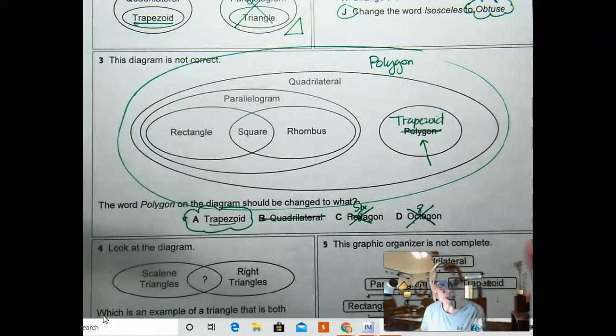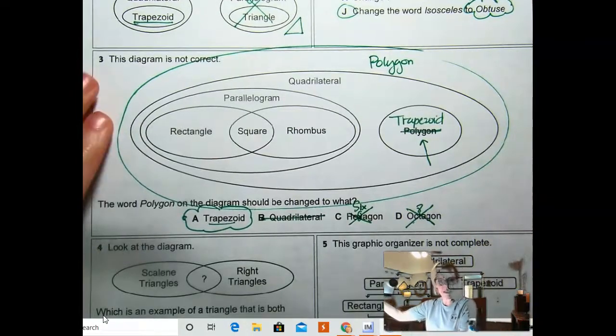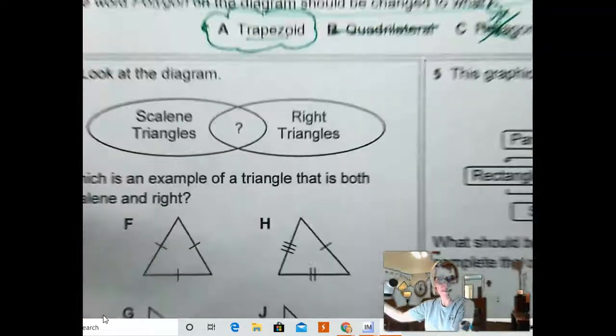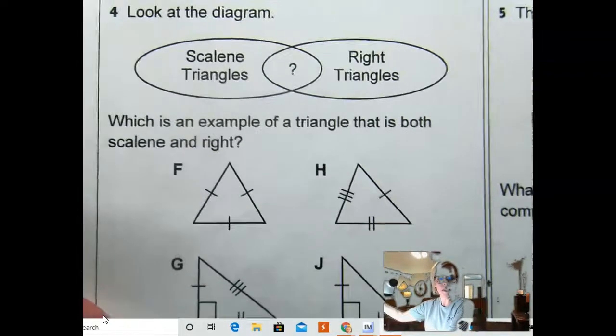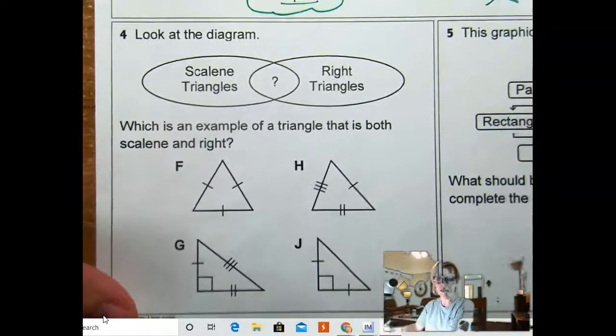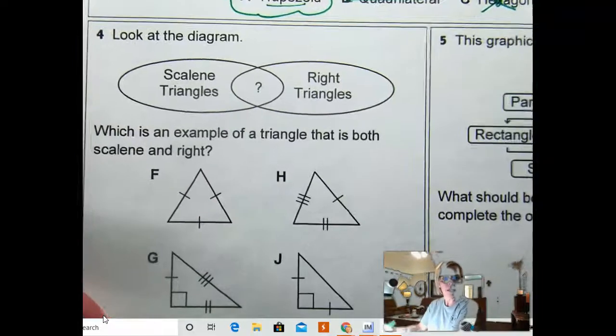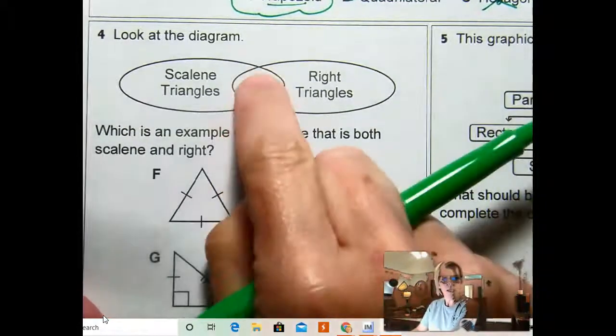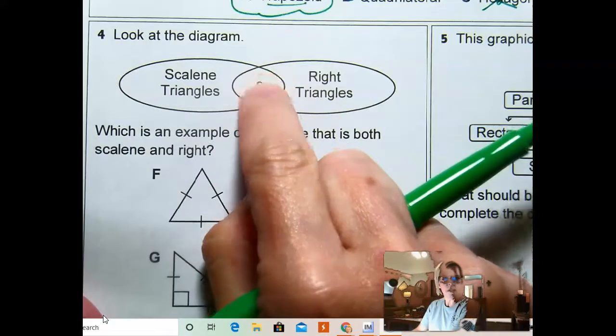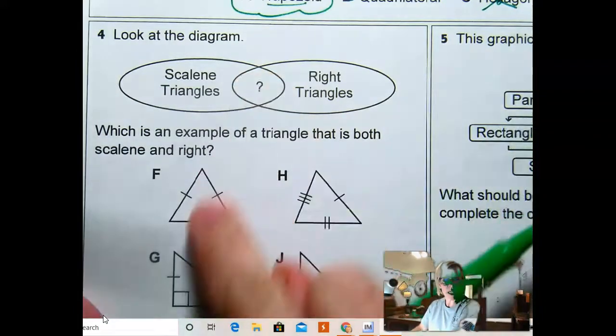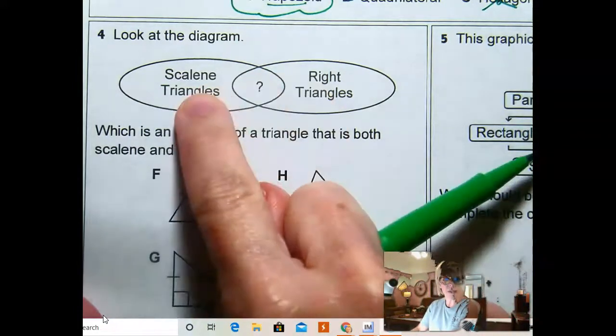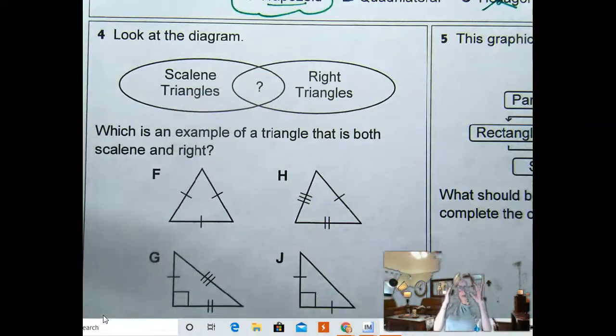All right, we only have 2 more questions. This is a short one. All right, I'm going to zoom in just a little bit. Okay, so it says look at the diagram, and here is a Venn diagram right here. Okay, so in other words, what shape down here has both of these characteristics? Okay. All right, so let's look at the diagram.